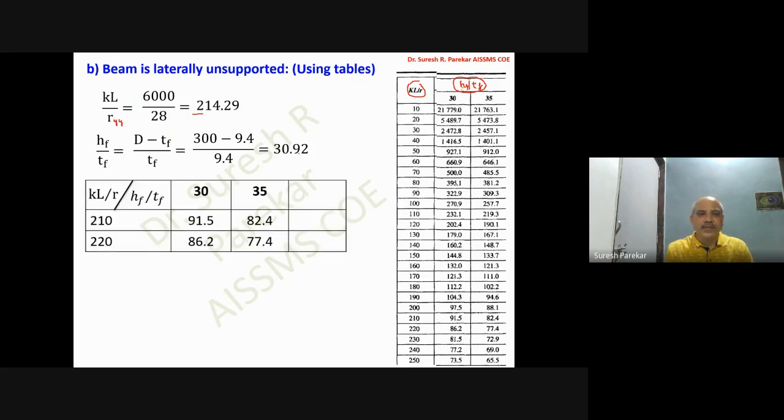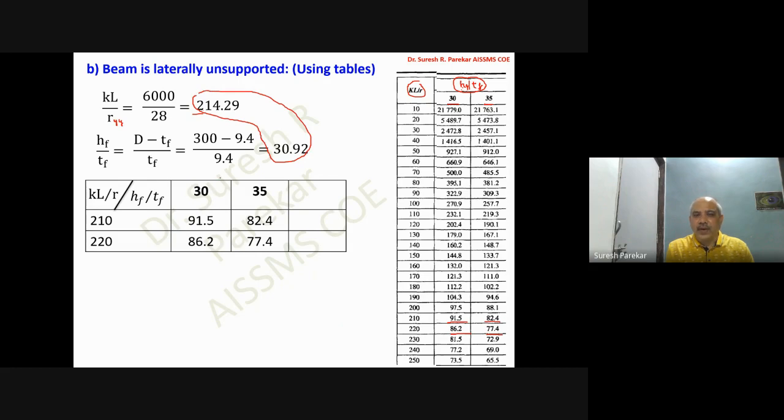Now knowing this value KL upon R and HF upon TF, we have HF upon TF 30.92, so we have to take values between 30 and 35. I have not taken the whole table, so I have taken these values, that is 30 and 35. And then we have 210 and 220 because of 214.29. So you can see we have this as 210, and then we have 220. So we have to take these four values, and we have to find the value of FCRB for this combination, that is 214.29 and then 30.92.